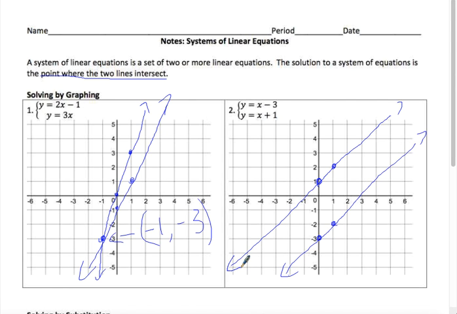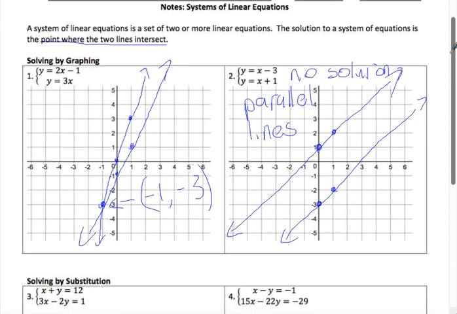So in this one, the lines are parallel. So this system has no solution. We have parallel lines, which never intersect. And we know the lines are parallel from the equations because they have the same slope and different y-intercepts. So like I said earlier, solving by graphing is sometimes inaccurate and not always available.